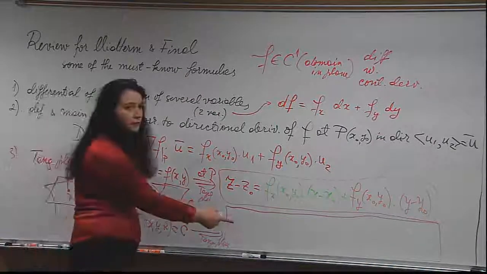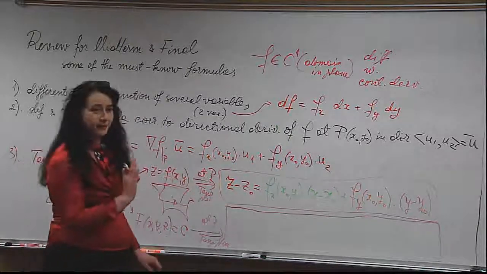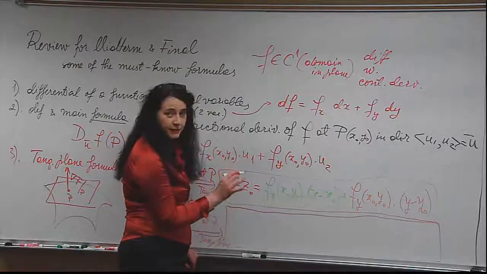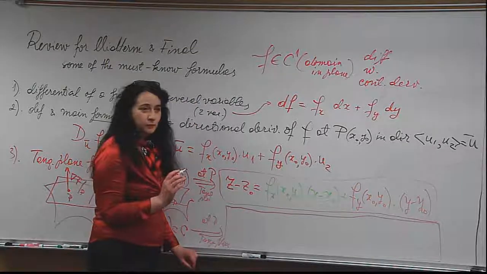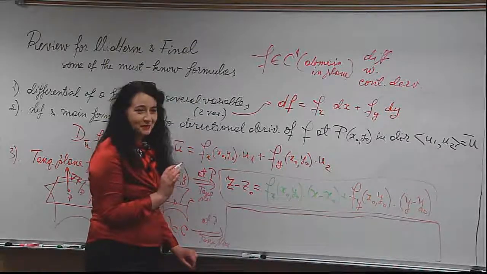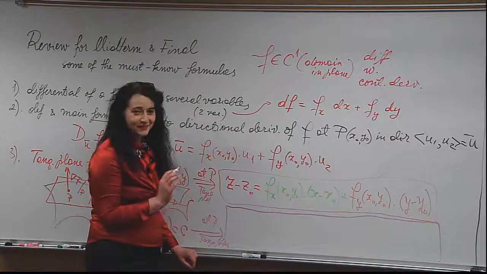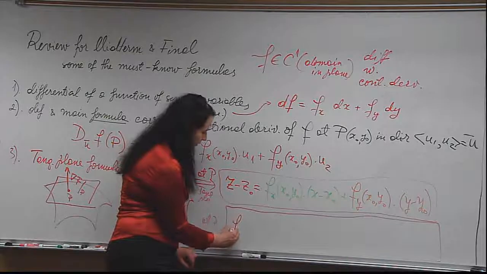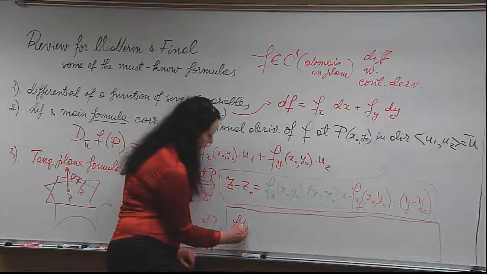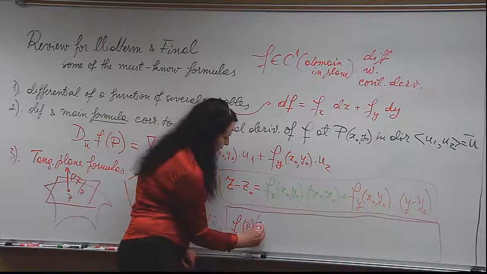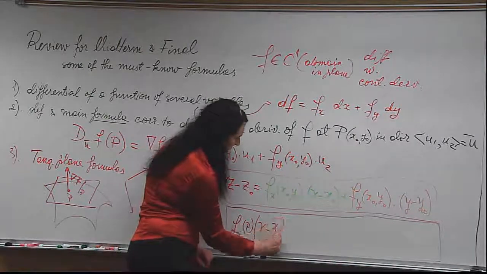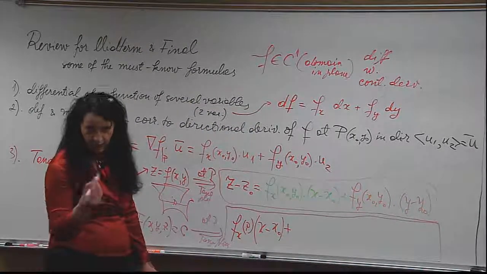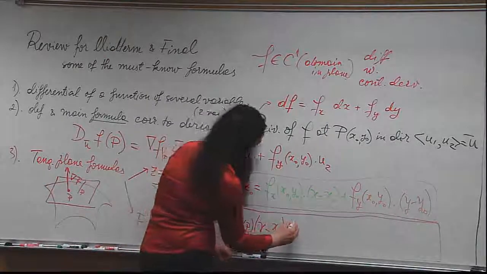Is this easy to remember? Maybe for your final. I want to check if you know. In any case, this list you have to post it in the bathroom or somewhere on a wall or a closet, because you need to know these things by the final. F sub x at point P times x minus x0 plus what? The same kind of thing, right? Y and z.